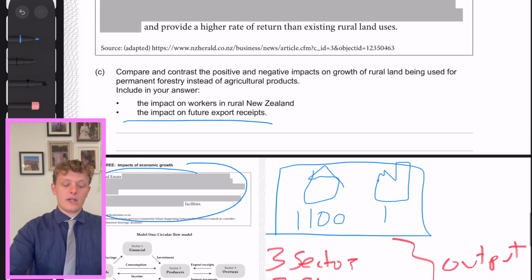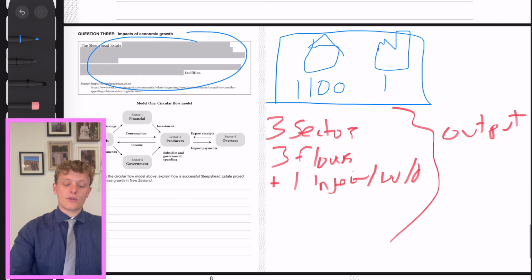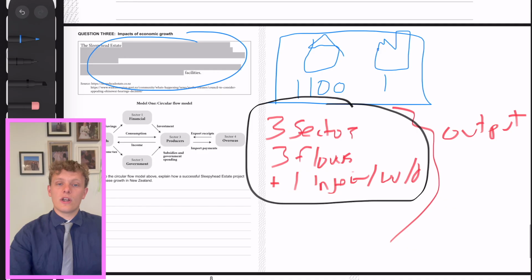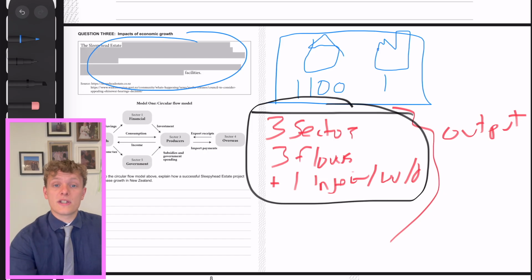And then in question 3, we know what we're talking about here, because we're talking about 3 sectors, 3 flows, 1 injection or withdrawal. We look forward to seeing what the exam's going to be like this year, but we'd hope it would look something like this.